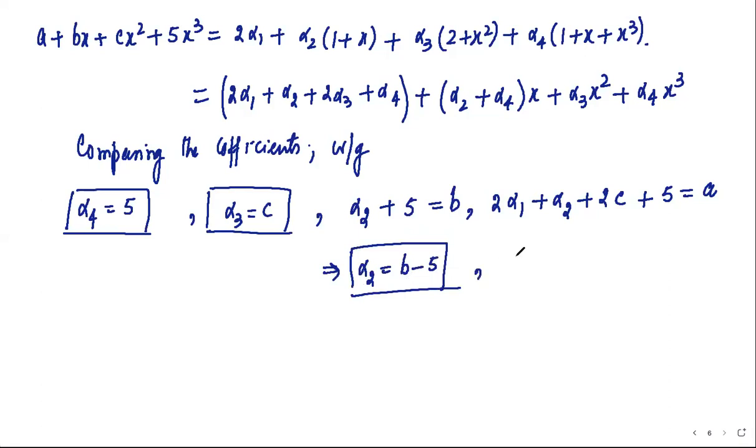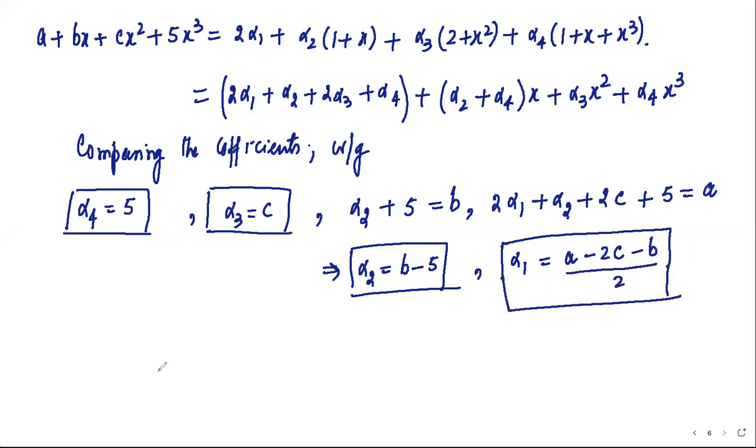And then alpha 1 is equal to a minus 2c minus 5, then minus 2 alpha 1. What did we get? Alpha 2 is b minus 5, so minus b plus 5. So I think this is a minus 2c minus b divided by 2.